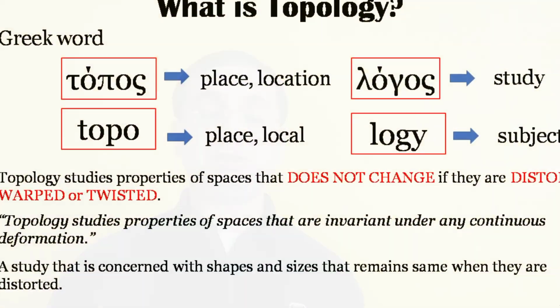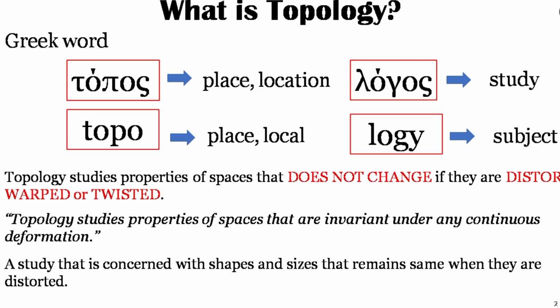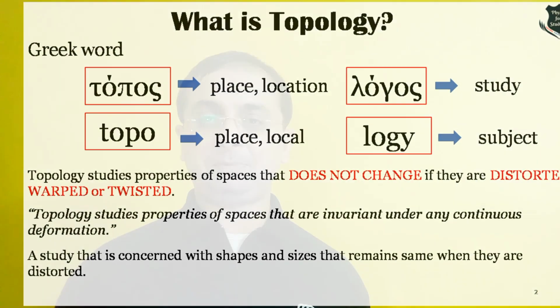Now, I would also like you to keep a close watch on your screen, to see what it means. Topology studies properties of spaces that don't change if they're distorted, warped, or twisted. This is the key. That means we are dealing with certain types of geometrical shapes which, if they are bent, turned, or distorted, some of the properties won't ever change. Why they won't change is a different issue. But what we need to understand now is that if things do not change, if they remain invariant, then for physicists or mathematicians it becomes relatively easy to work with shapes and sizes that remain the same when they're distorted.